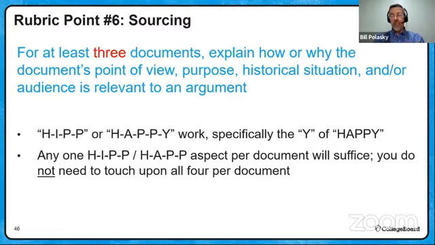HIP puts that together for you. Happy does as well, but it's really the why of happy. Any one of these will do. You do not need to do purpose, audience, situation, point of view for every document. That would give you 7 documents, 4 things. That's what, 28 different things to do. That's a lot. You don't need to do that.